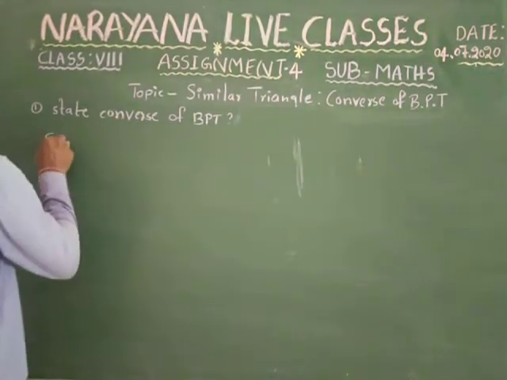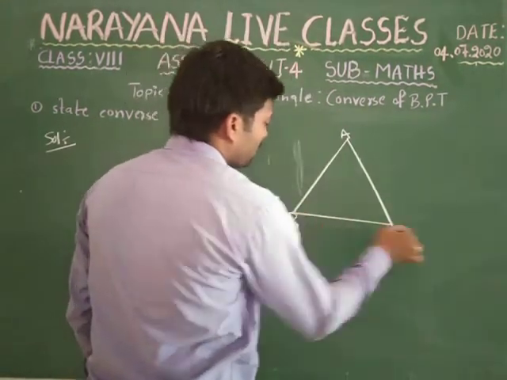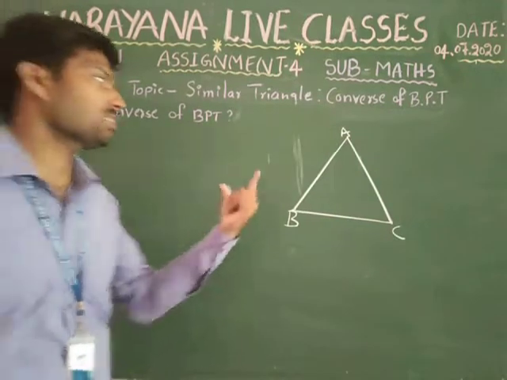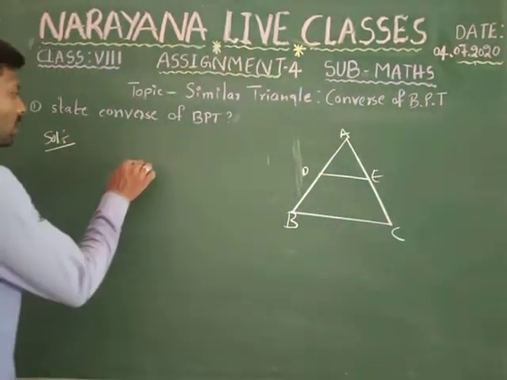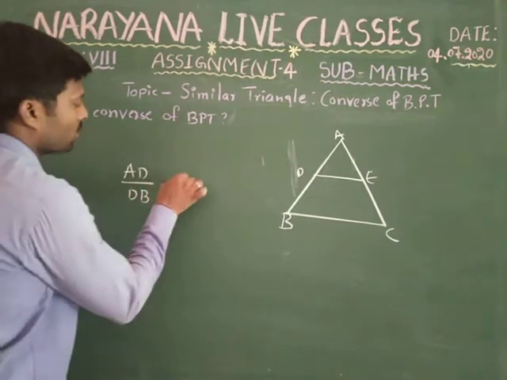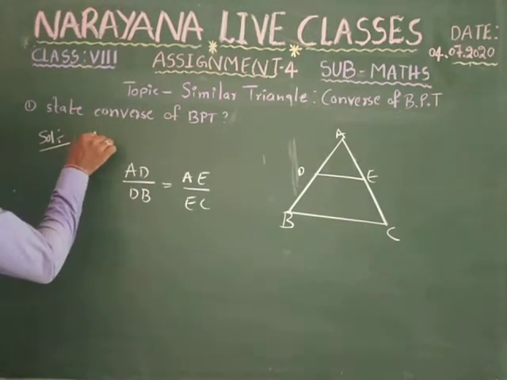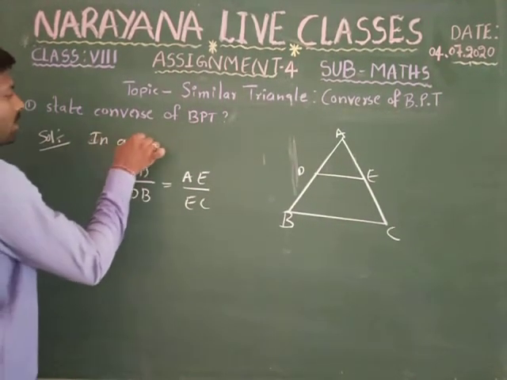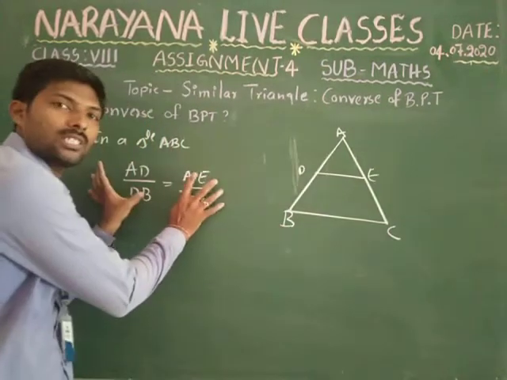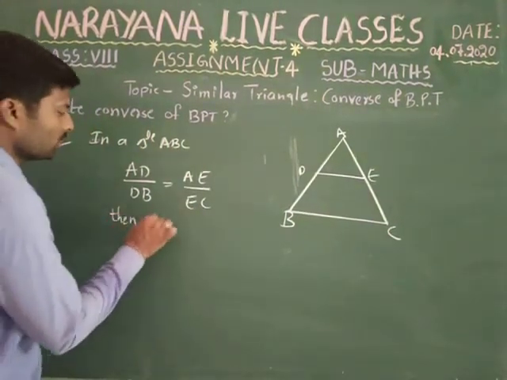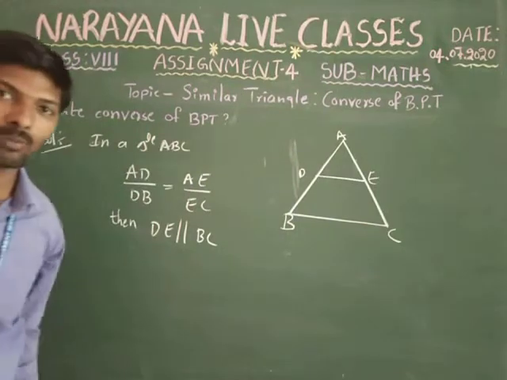So what is the statement? In a triangle ABC, if a line divides the remaining two sides in the same ratio, that is AD by DB is equal to AE by EC, then DE is parallel to BC. This is the statement of the converse of the basic proportionality theorem.